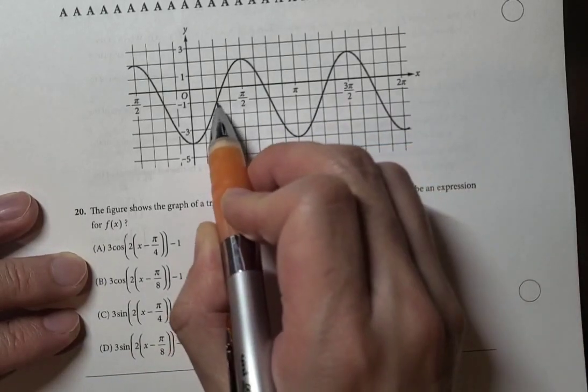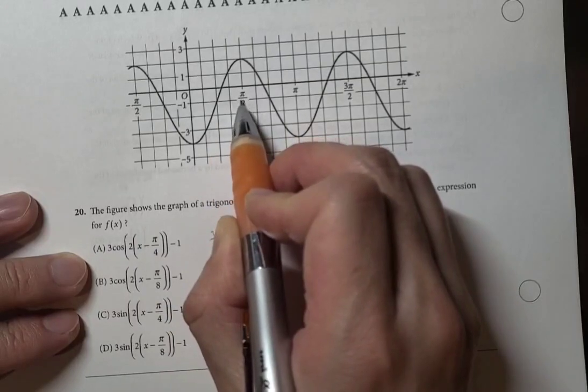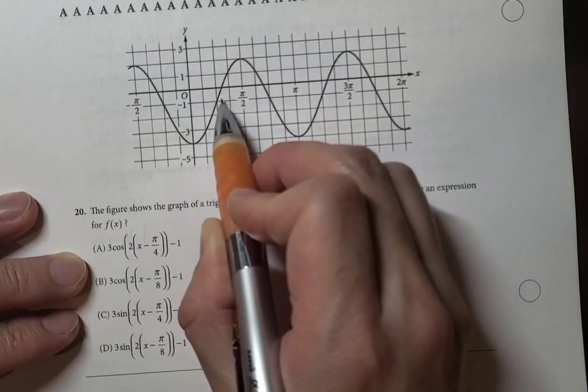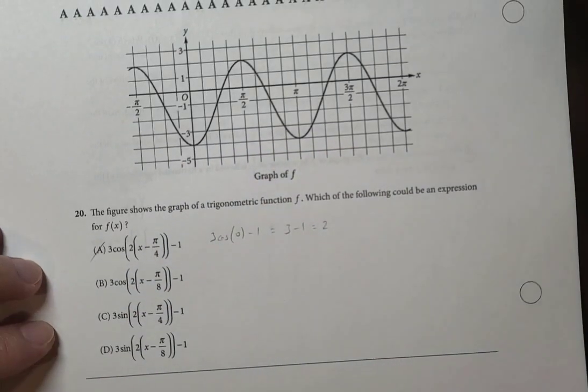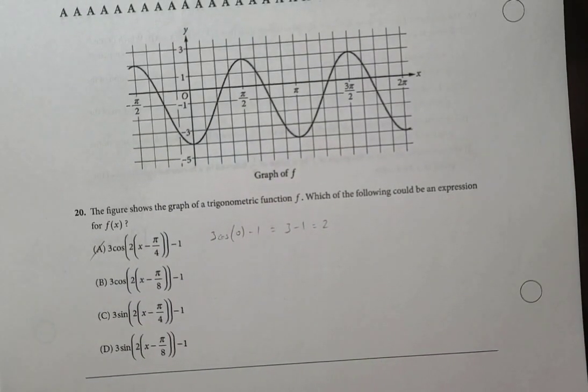It would be pi over, this is pi over 2, right? So pi over 4 would be over here. It's minus 1. So it clearly is not a. Okay? And we can do similar for c.